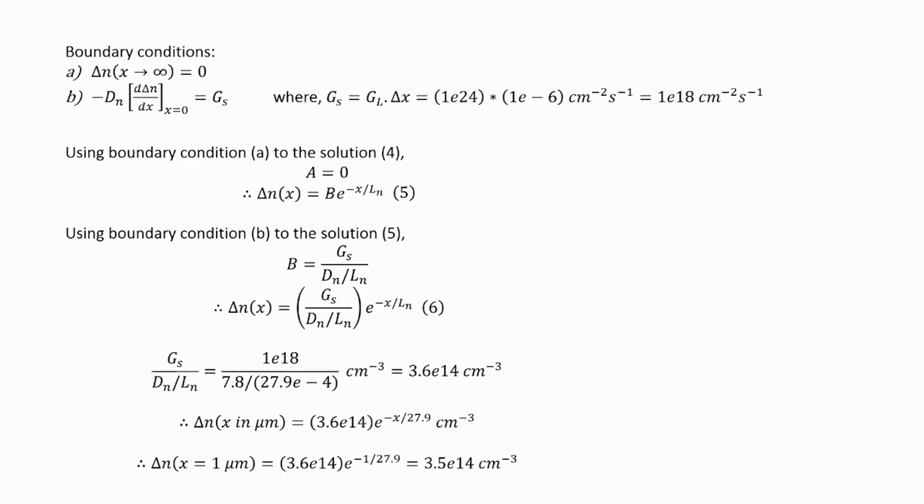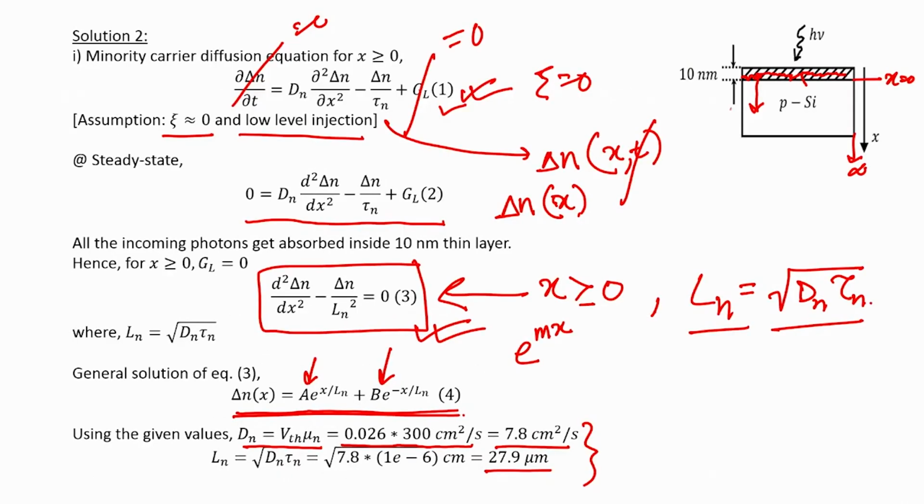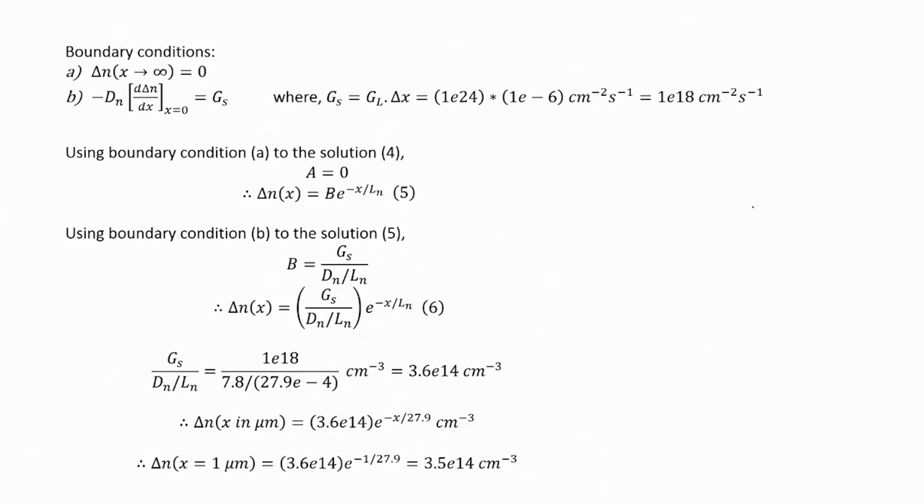The first boundary condition will come from the fact that at infinity, as this sample is extended to infinity, the excess minority carrier concentration will go down to 0, because all these excess minority carriers that are coming from the thin interface layer to the bulk will recombine with the oppositely charged holes, and hence the excess minority carrier concentration will go down to 0.